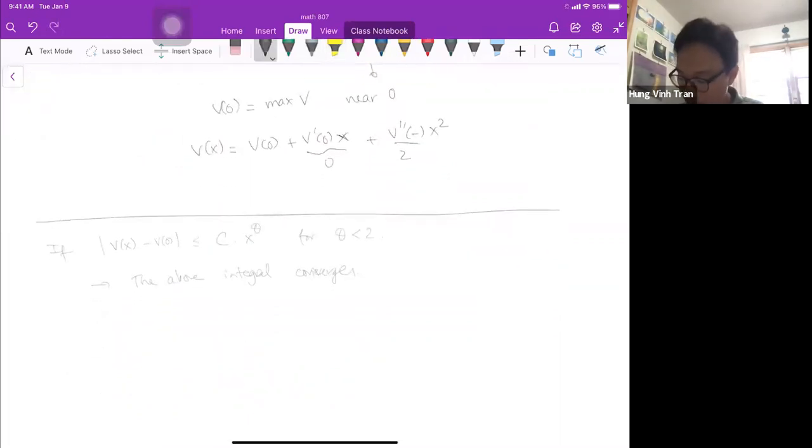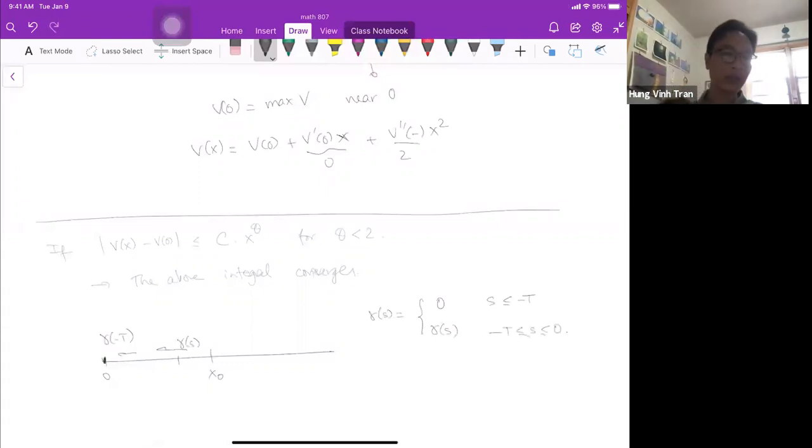If that is the case, and this is x naught, this is 0, you go from here. So this is gamma s. You go up to gamma of minus t, you reach the point 0. Then your calibrated curve is going to be gamma s equal to 0 if s is less than or equal to minus t, and just gamma s for minus t less than s less than 0. So you go from x naught, reach 0 in a finite amount of time, and then you stay there indefinitely. You get to an equilibrium point and you stay forever.